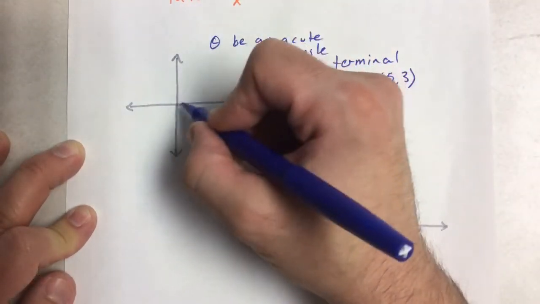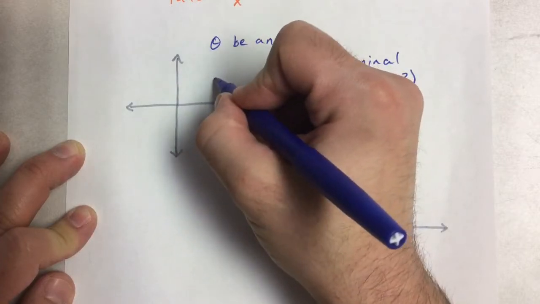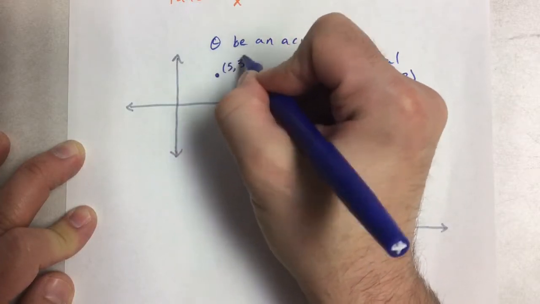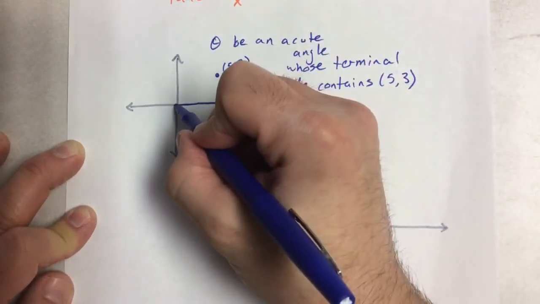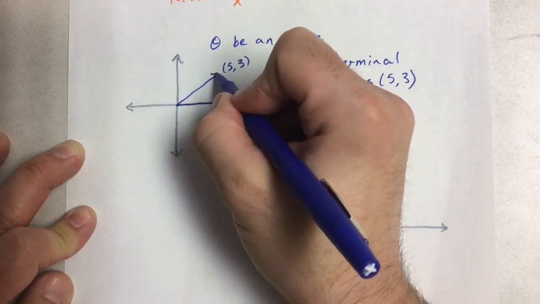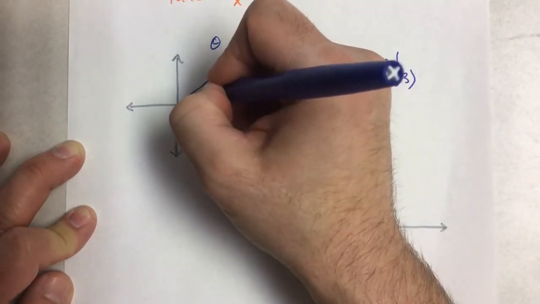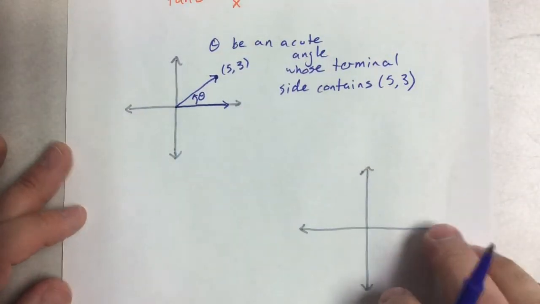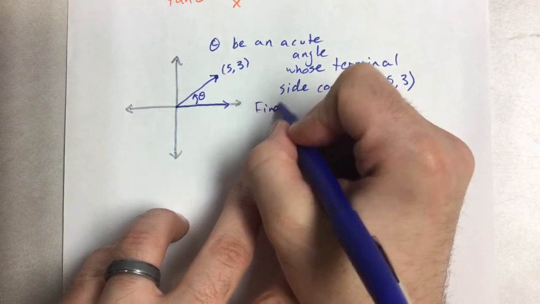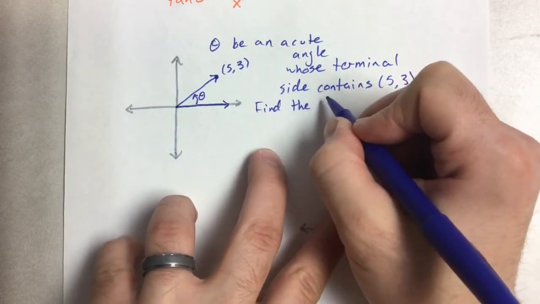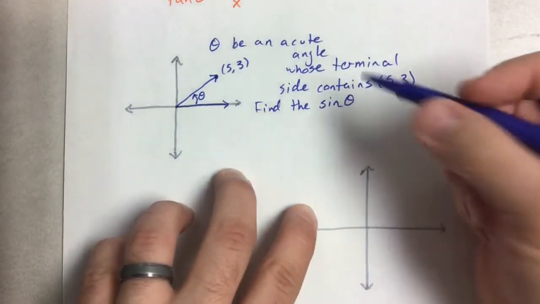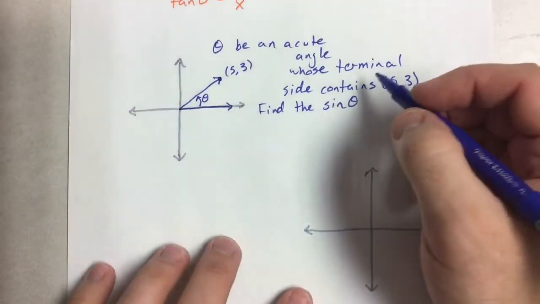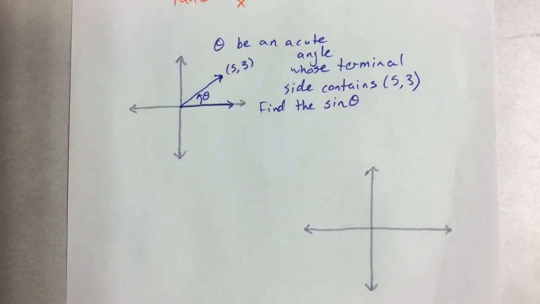So we know 5, 3 is in the first quadrant, so just roughly estimating where that is. And we're saying that we have an acute angle whose terminal side contains that point. So theta is this value here. All right, so let's find the sine of theta. I can find the cosine of theta, tangent of theta, but let's just find the sine of theta for this first example. So what we do here is we create something called a reference triangle.